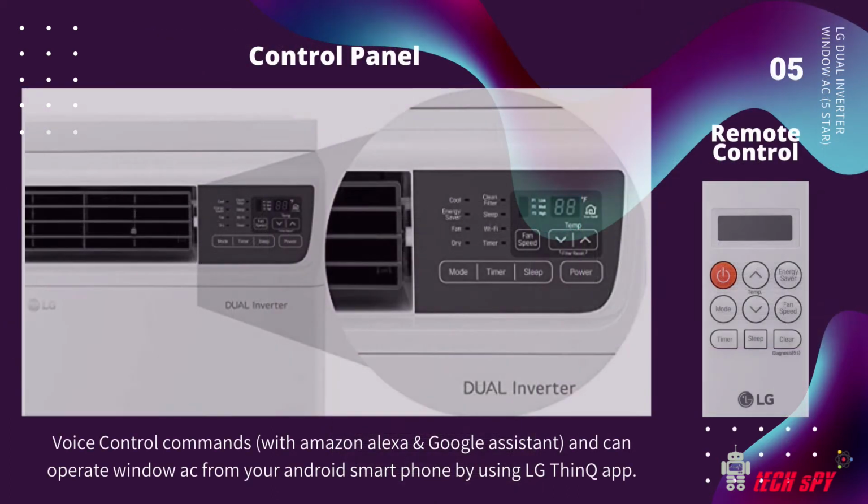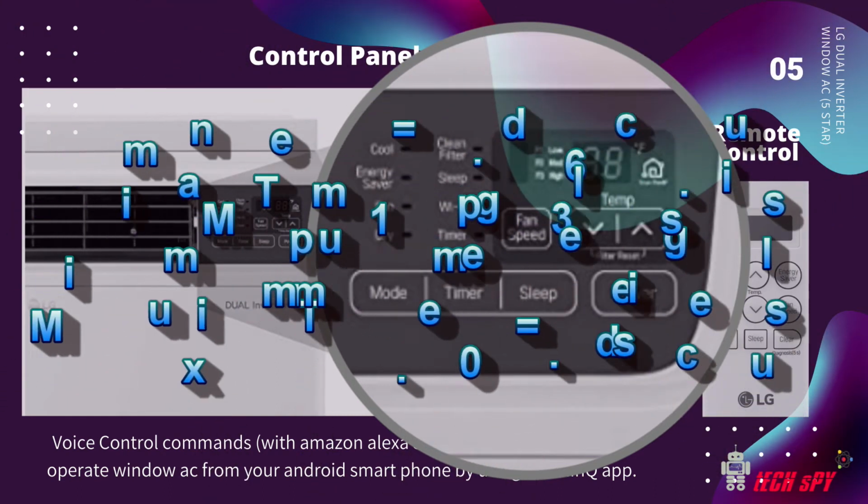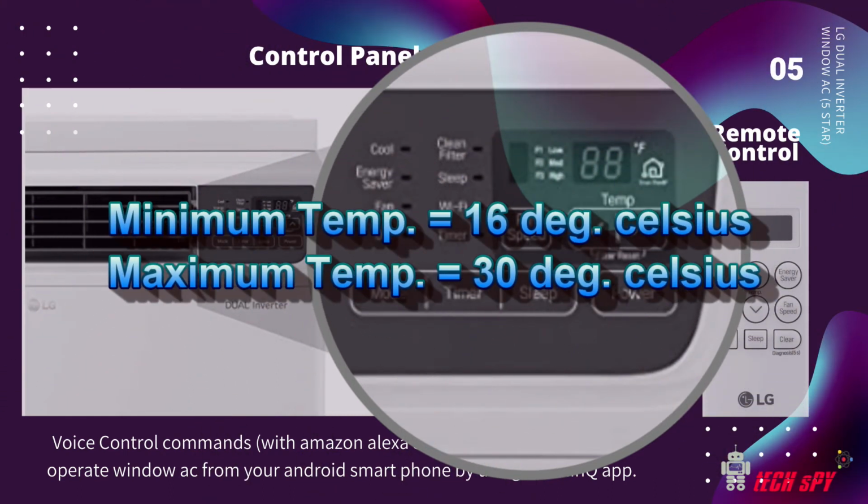Next, talking about the control panel. In the control panel you can see different modes of operation: cool, energy saver, fan and dry. You can set the timer off and on. Then you can see the clean filter indicator, sleep indicator, Wi-Fi indicator, timer indicator. You can set the sleep also from 1 to 7 hours. You can increase or decrease the fan speed from low to high, and you can set the temperature. The minimum temperature you can set is 16 degrees, and the maximum is 30 degrees.